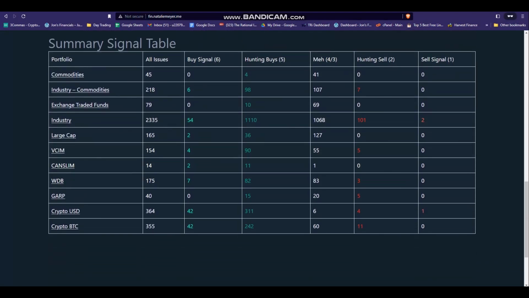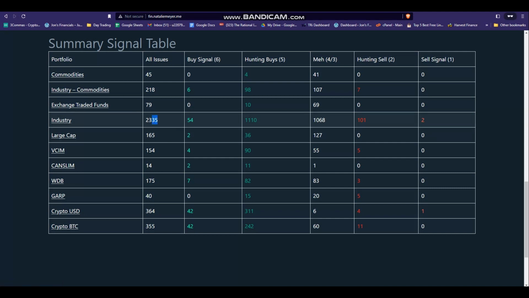At the bottom here, I've got a summary table of all the different portfolio items. This was originally based on Brian's weekly commodity trend survey, so it looks at commodities. Then I added a bit more drill-down on commodities with various industry tickers. Also included are exchange traded funds. Then every industry sector that's available has also been given here.